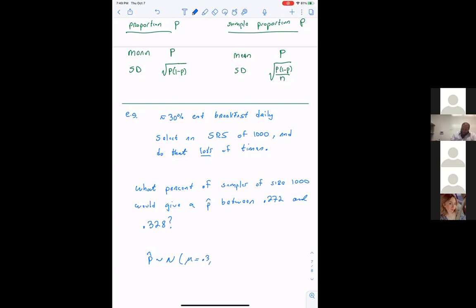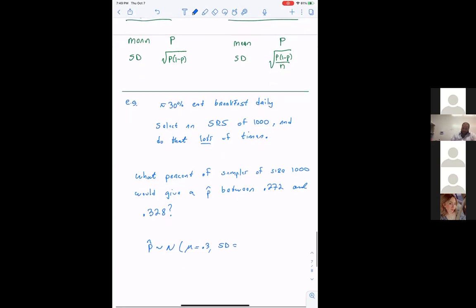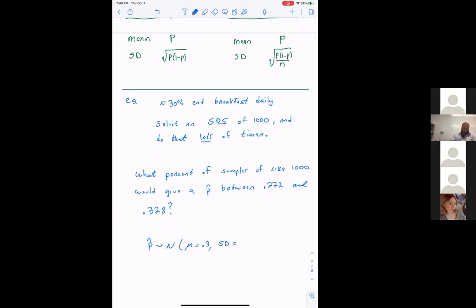And what is my standard deviation going to be for p hat? It would be the square root of 0.3 times (1 minus 0.3, which is 0.7), divided by the sample size, which is 1,000. On my calculator, the square root of 0.3 times 0.7 over 1,000 gives me approximately what number?